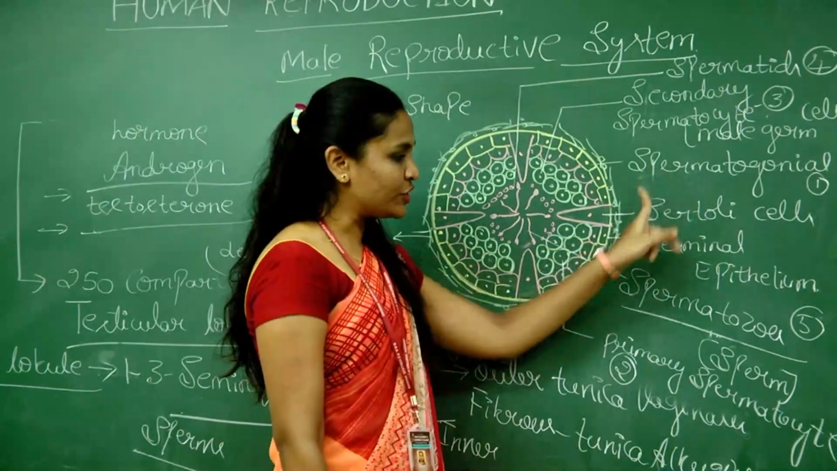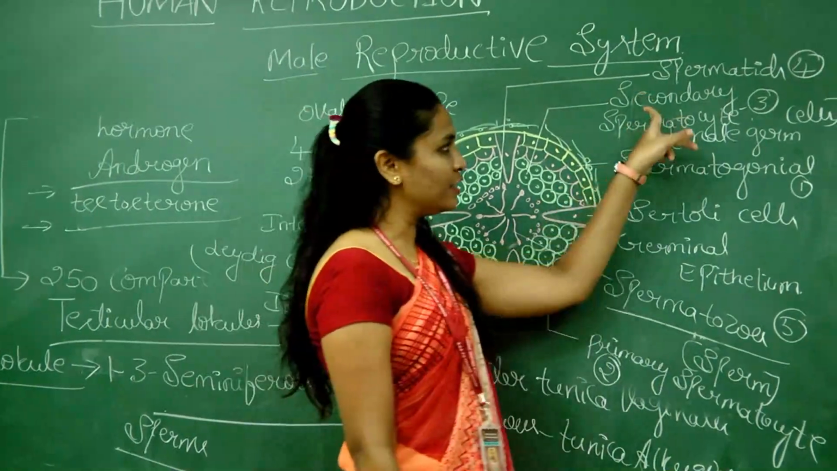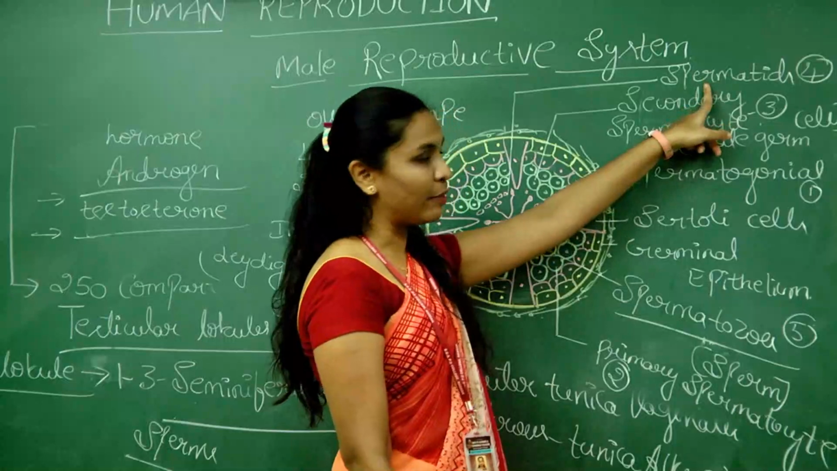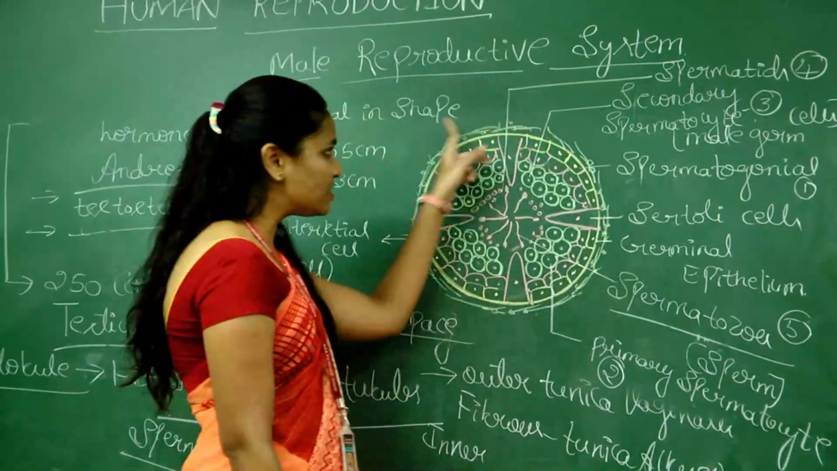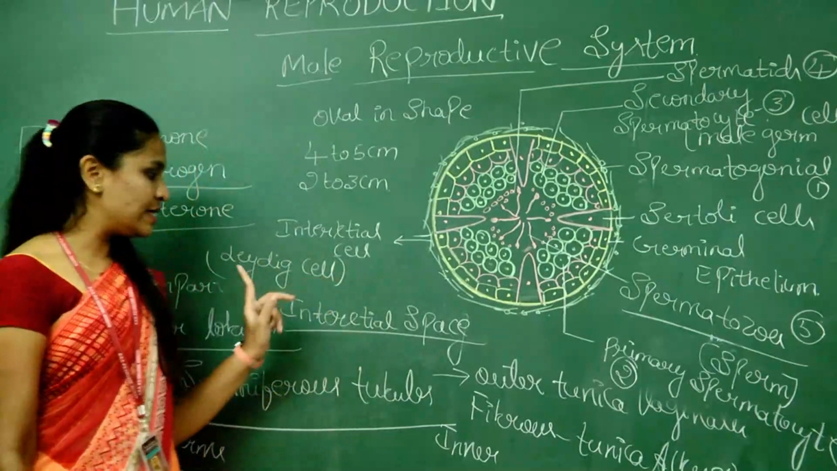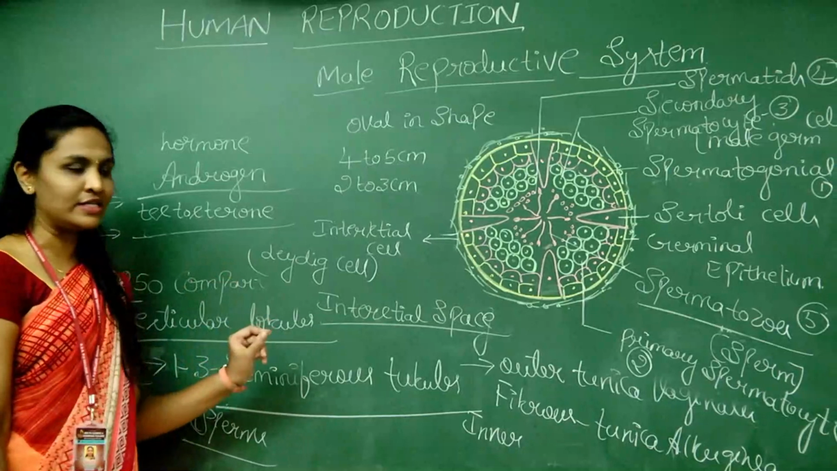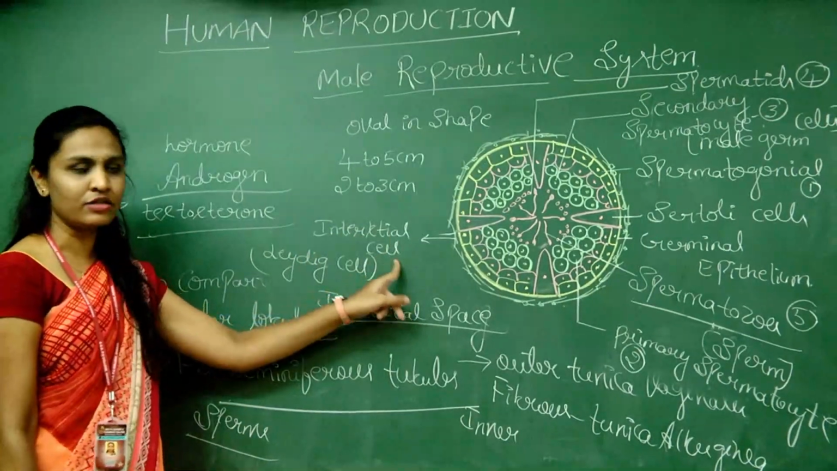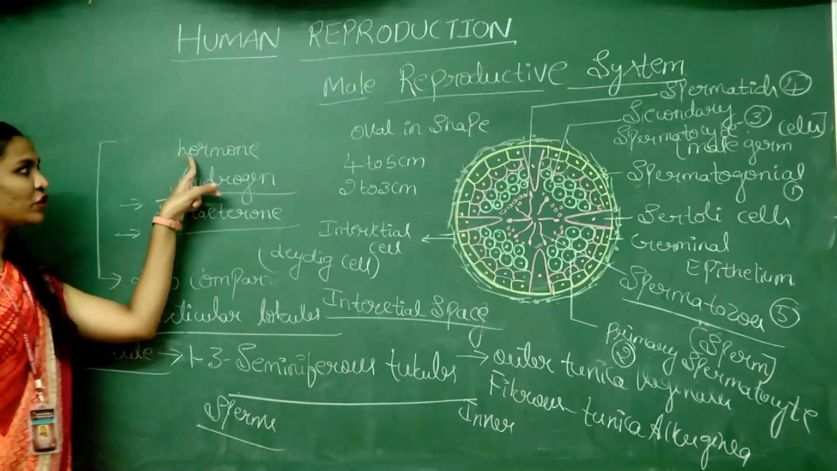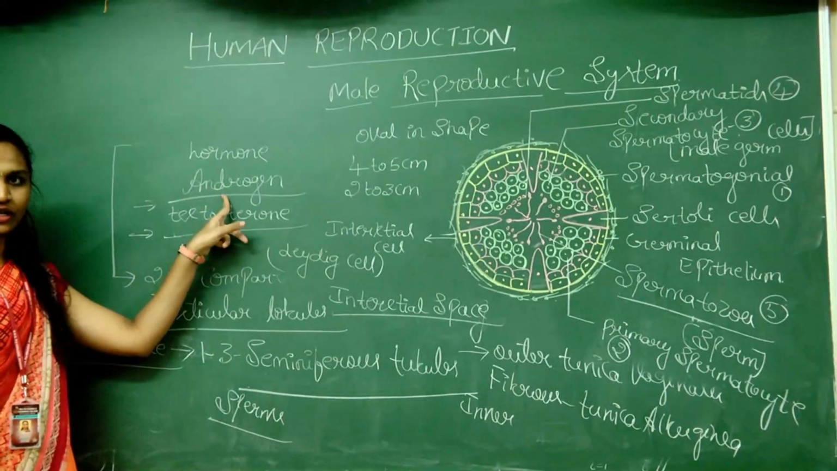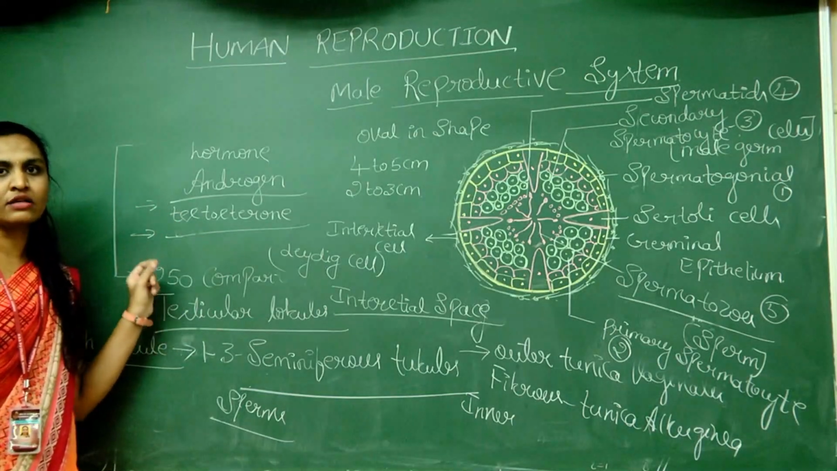The spermatogonial cell is first transformed into a primary spermatocyte, then a secondary spermatocyte, then spermatids, and finally leads to sperm formation. Outside the seminiferous tubule, there is a space called the interstitial space. It contains small blood vessels and interstitial cells or Leydig cells. The Leydig cell secretes a testicular hormone called androgen, that is testosterone. It's also known as a male sex hormone.